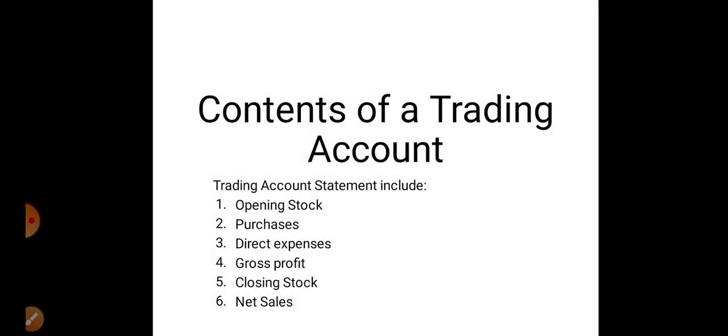Next, we have contents. Now, what are the contents of a trading account? Whenever we are preparing trading account, there will be some items which will be shown either on the debit side or the credit side. But what are these contents? Number 1, opening stock. Number 2, purchases. Number 3, direct expenses. Number 4, gross profit. Number 5, closing stock. And number 6, net sales.